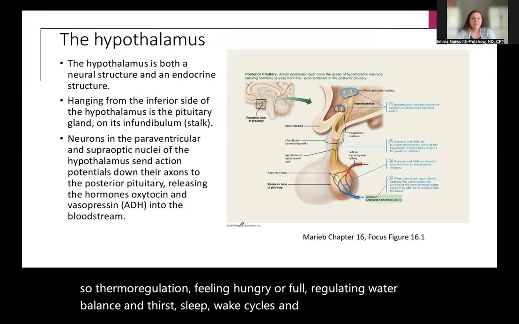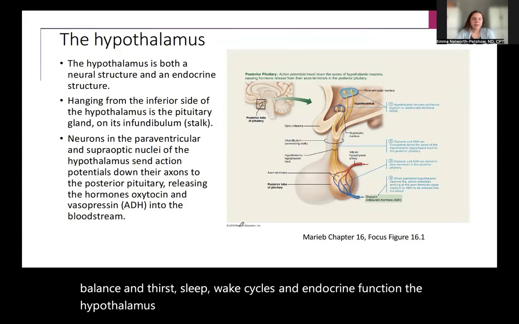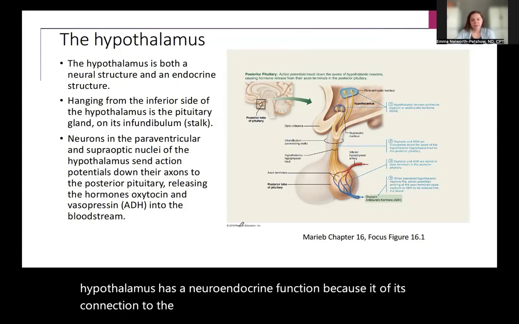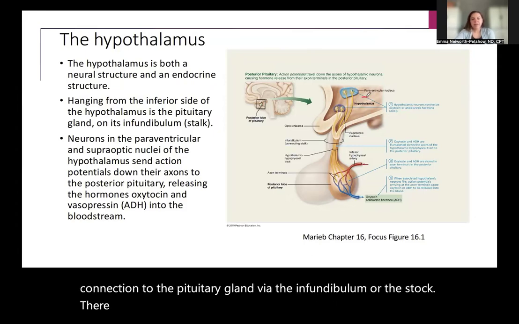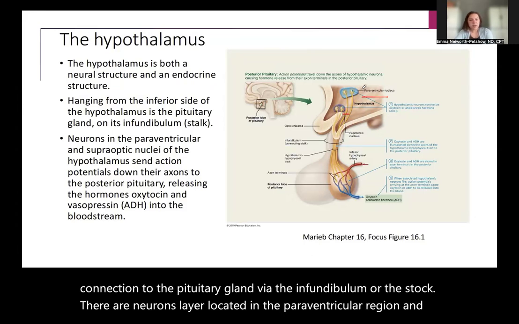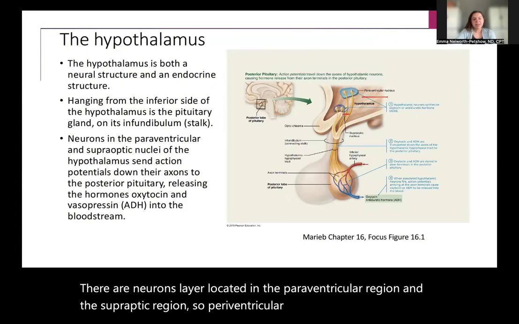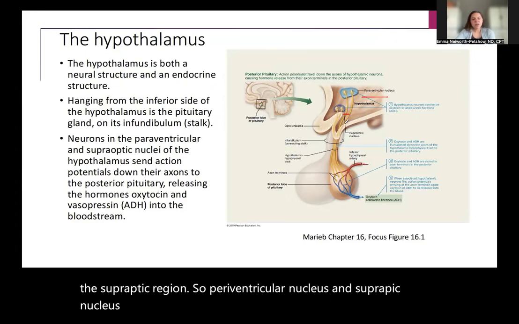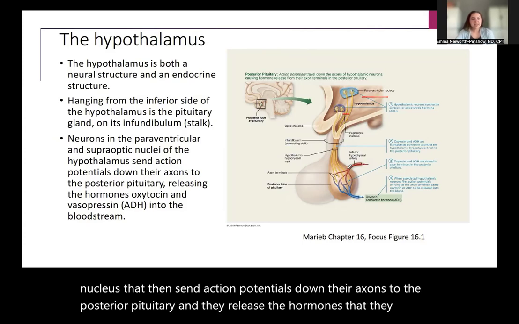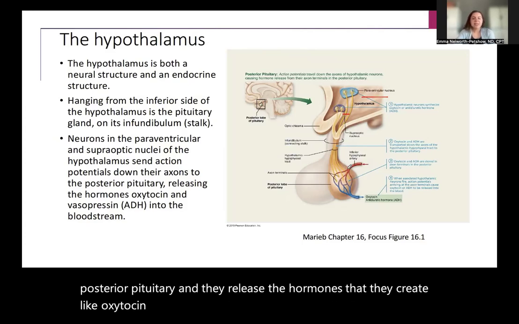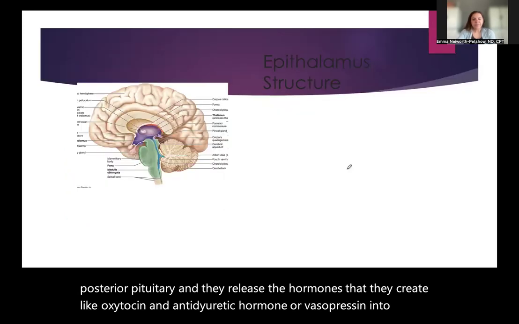The hypothalamus has a neuroendocrine function because of its connection to the pituitary gland via the infundibulum or the stalk. There are neurons that are located in the paraventricular region and the supraoptic region, so paraventricular nucleus and supraoptic nucleus, that then send action potentials down their axons to the posterior pituitary, and they release the hormones that they create, like oxytocin and antidiuretic hormone or vasopressin, into the bloodstream.